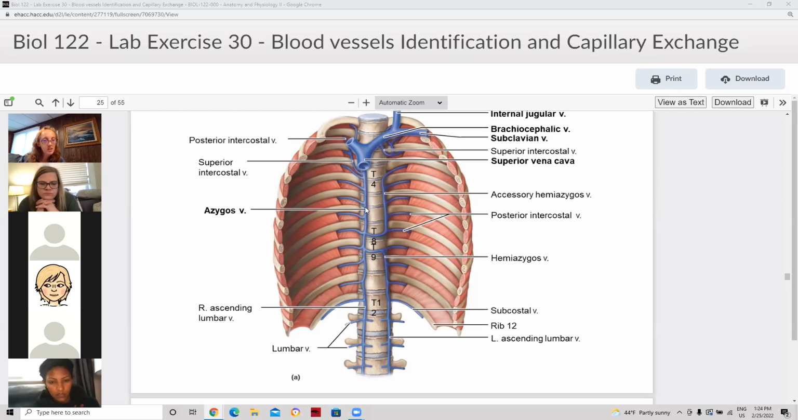Moves up the thoracic cage. You have a hemiazygos, meaning half of it right here. In addition to having a hemiazygos, meaning half of this vein, you have an accessory hemiazygos vein right here. And it looks like the azygos vein is going to drain into the superior vena cava.